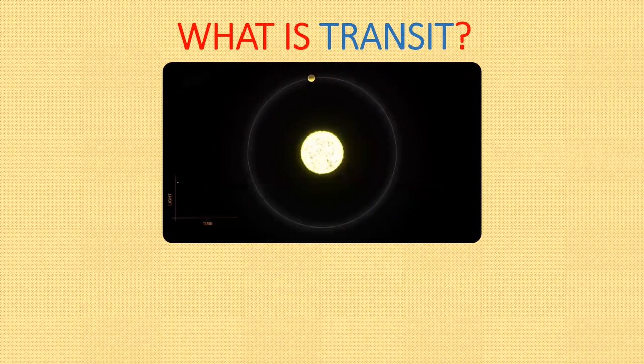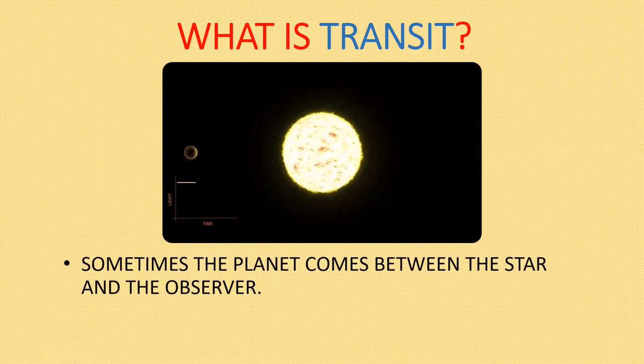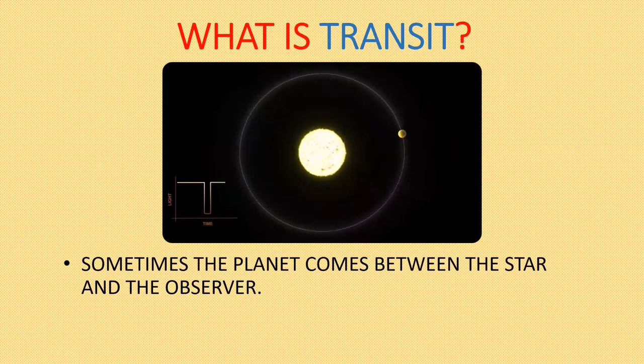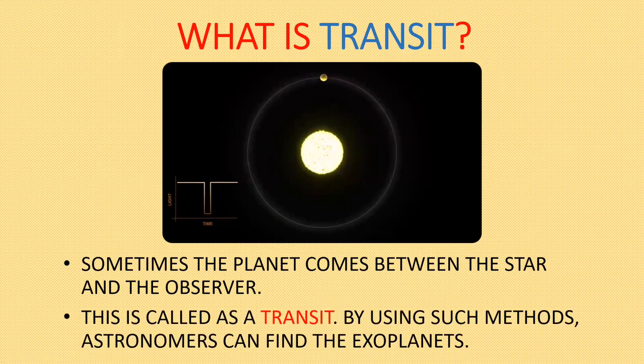So the next method is transit. The transit is exactly like a solar eclipse. The planet comes between the observer and the star. So what happens is that the observer sees a black disk in the disk of that star. So this is the method of transit. Most of the exoplanets are found by this method.